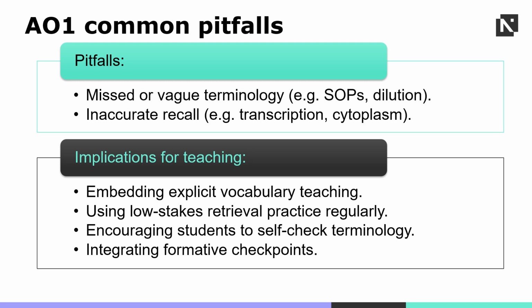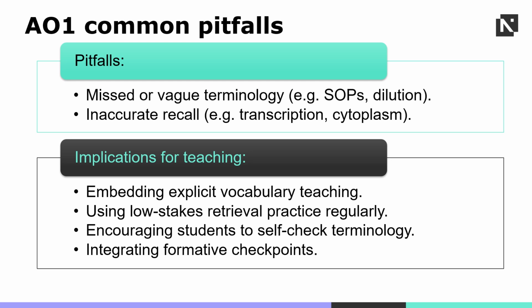The second issue is inaccurate recall, particularly in Paper B. Questions like those on transcription and cytoplasm highlighted confusion about foundational content. For example, students incorrectly identified cytoplasm as an organelle or mixed up transcription with translation. These gaps in AO1 suggest that students aren't always securing the building blocks of knowledge early enough to revisit them consistently throughout the year.